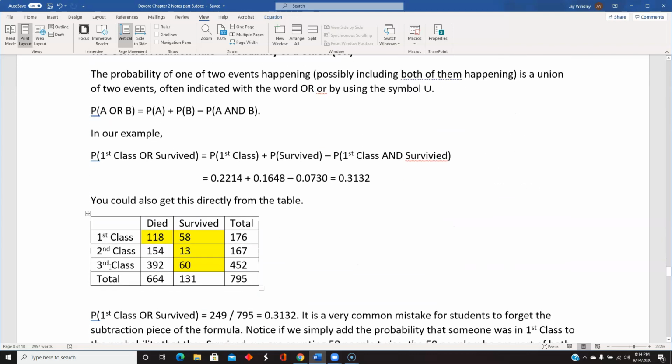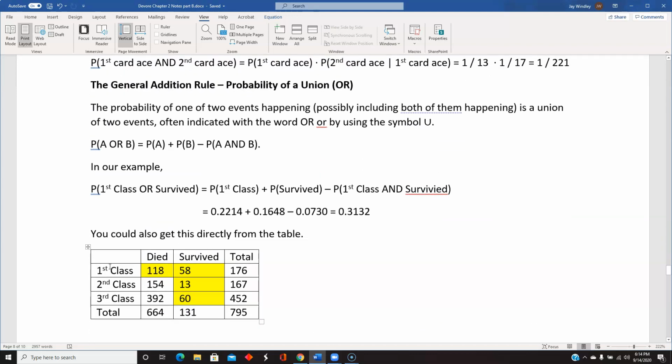Now there's another rule known as the general addition rule, which is the probability of a union or an OR. Suppose you want to know the probability that one of 2 events, or possibly both events, happen. What is the probability that someone in the class is a female or an engineering major? Or you could ask, what is the probability that someone in the class is a male or a computer science major?